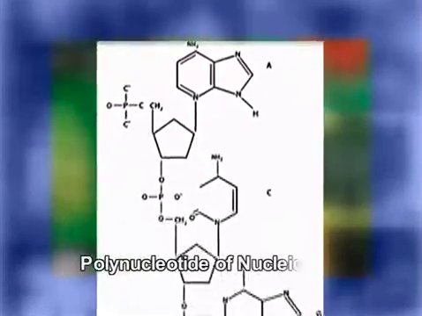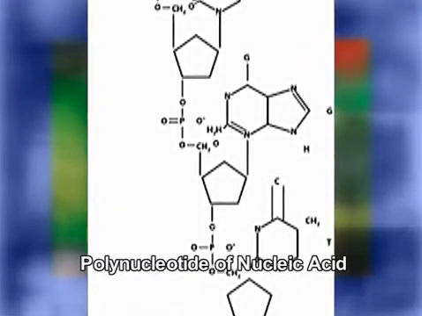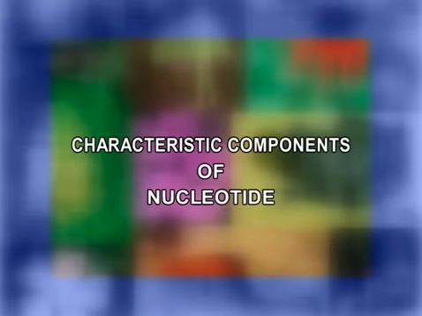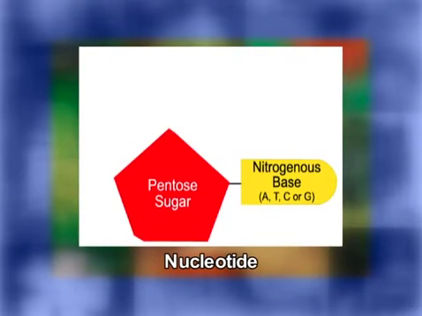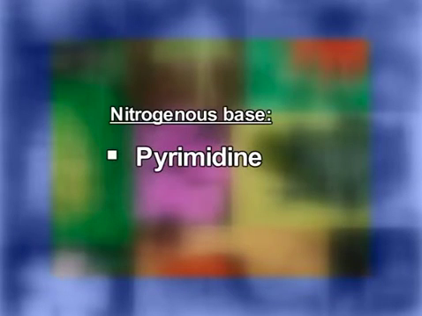A nucleic acid molecule is a long chain polymer, that is a polynucleotide, composed of monomeric units called nucleotides. A nucleotide has three characteristic components: one, a nitrogenous base; two, a pentose sugar; and three, a phosphate group. The nitrogenous base is of two types, pyrimidine and purine.